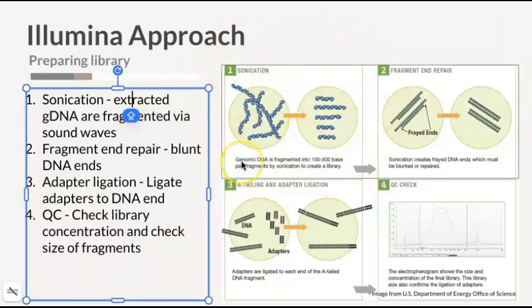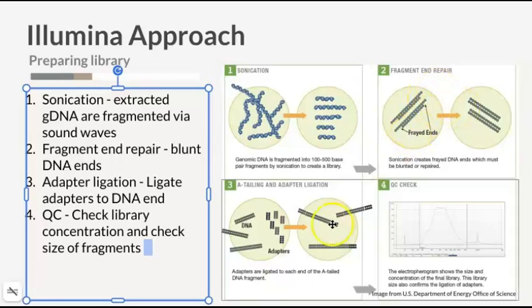Sonication is one of the methods you can use to fragment it. There are more methods than this one, but we're just going to focus on sonication. What sonication does is apply a sound wave that will break up the genomic DNA into smaller fragments. After you have the fragments, you need to prepare the ends, because fragmenting will produce frayed ends. So you're going to do some end repair.